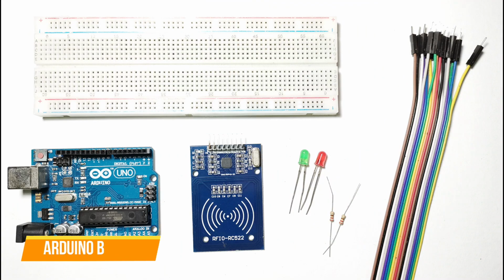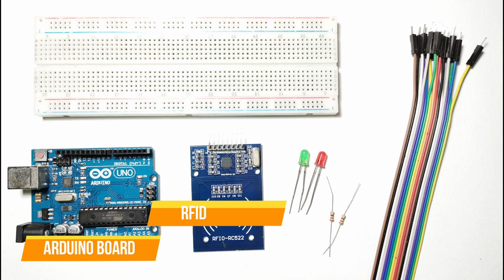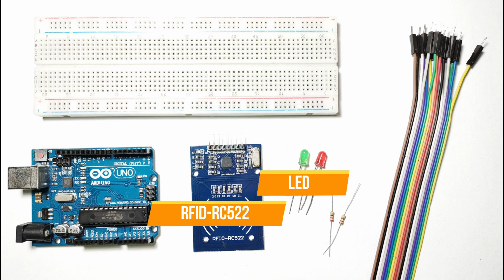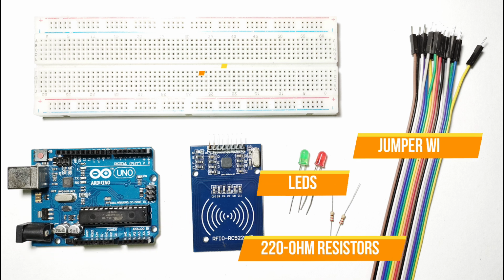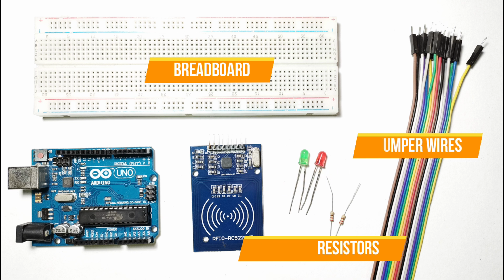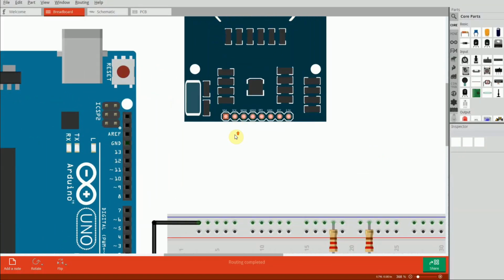Here's what we need: an Arduino board, an RFID RC522 module, a couple of LEDs, 220 ohm resistors for the LEDs, and some jumper wires. First, we need to connect the RFID module to the Arduino.